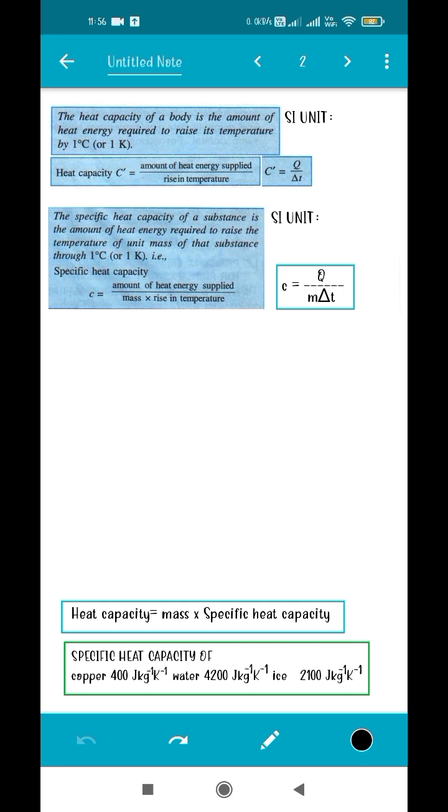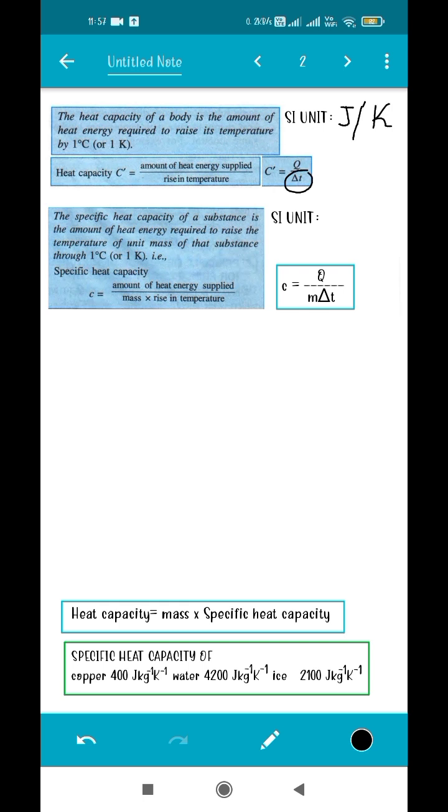We know that the change in temperature on the Celsius scale and the change in temperature on the Kelvin scale is the same. That means in place of del T, I can write the unit as degree Celsius or Kelvin. But since Kelvin is the SI unit, we will choose Kelvin. So Q by del T, Q means energy, so joule per del T means Kelvin.